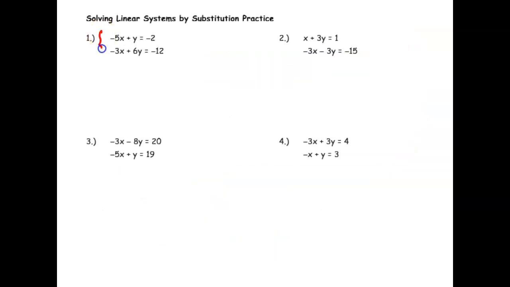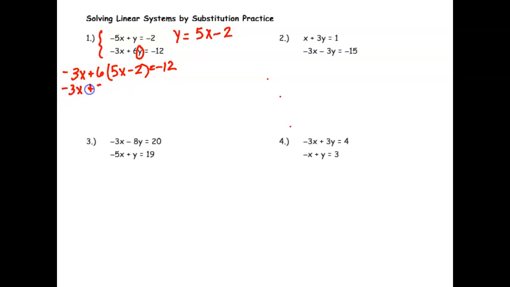All right, I'm looking at this system. I'm going to solve for y in number 1 because that's the easiest. We have a coefficient of 1. Y is going to be equal to positive 5x minus 2. Okay, because we solve for y, we're circling it. So negative 3x plus 6, we said our y is 5x minus 2, and that's going to be equal to negative 12. Okay, so now I only have one variable, so I can solve for it.